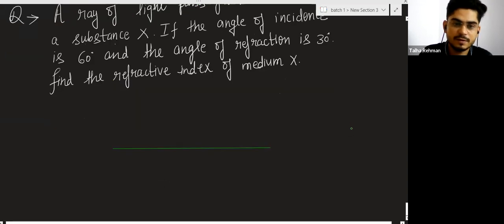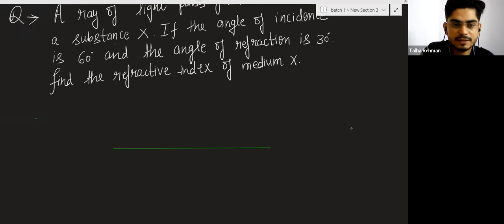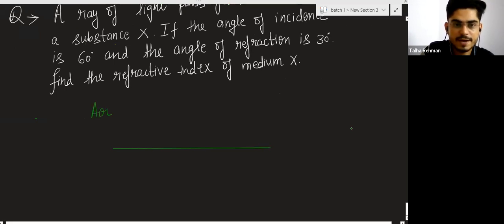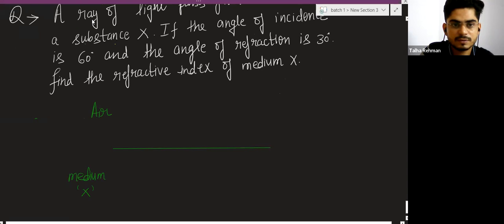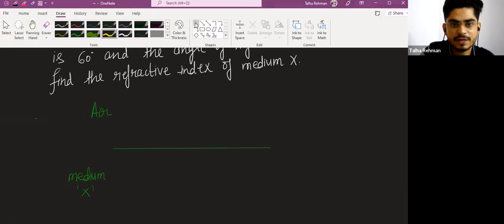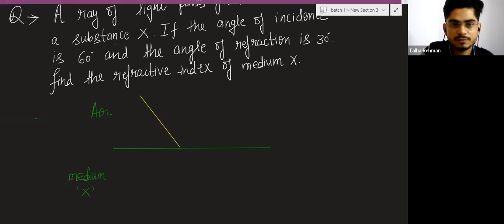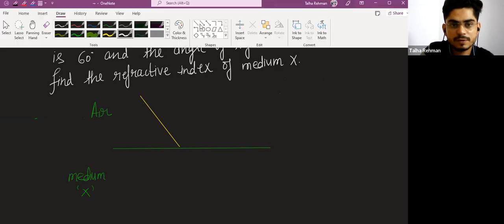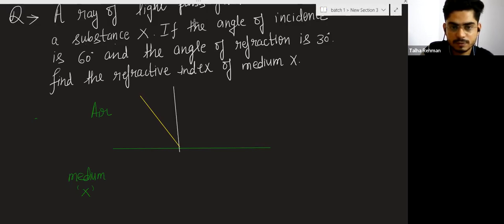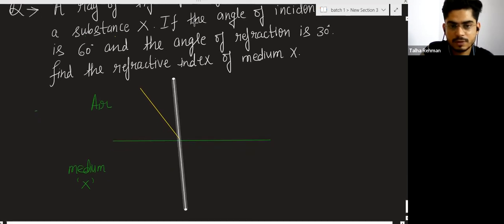So this is the interface, and here is air, suppose, and here is medium X given to us. A ray of light is coming like this. And you will draw a normal. This is the normal, and I have told you, the normal makes an angle of 90° with the interface. This is the interface between the air and medium X.